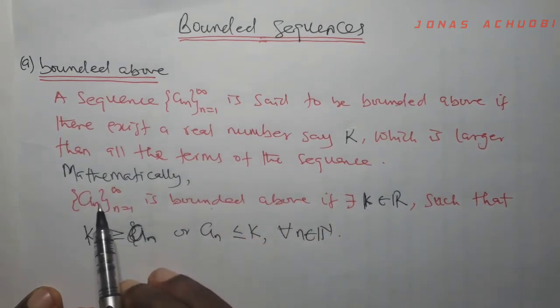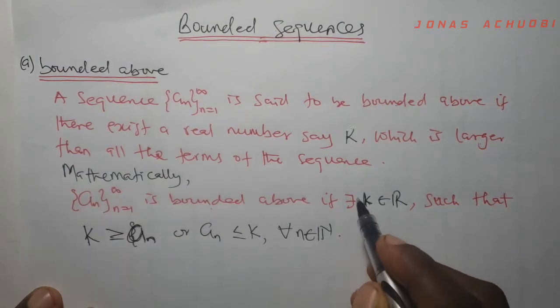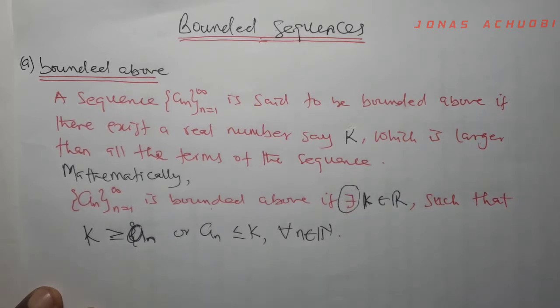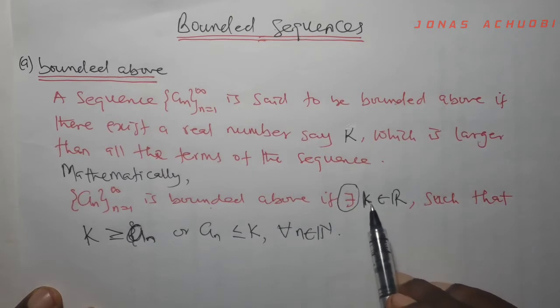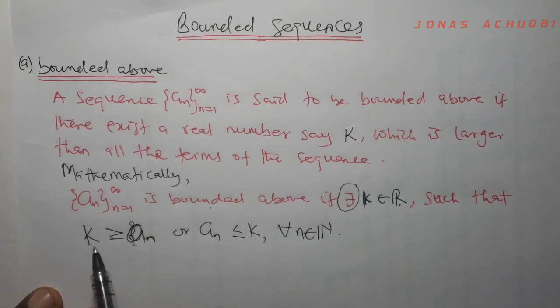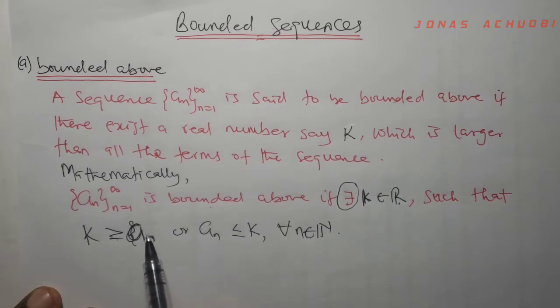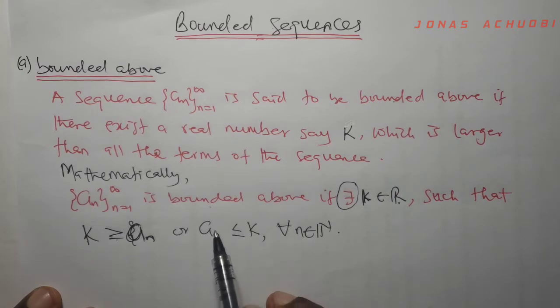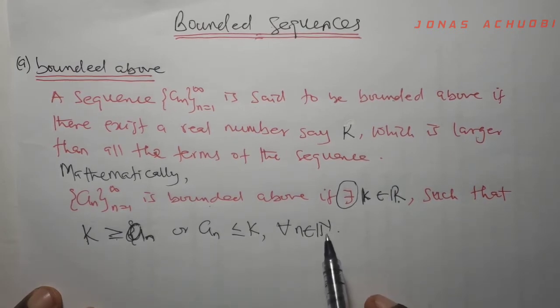Mathematically, a_n, n from 1 to infinity, that's a sequence, is bounded above if there exists, this symbol is a mathematical symbol for there exists, a real number k, so k is an element of R, the set of all real numbers, such that that real number k is bigger than or equal to a_n. a_n here means all the terms of the sequence. We can also write this as that this sequence a_n is said to be bounded above if the terms of the sequence a_n are all less than or equal to our real number k. Of course, a_n is a sequence, therefore n must only come from the set of natural numbers.